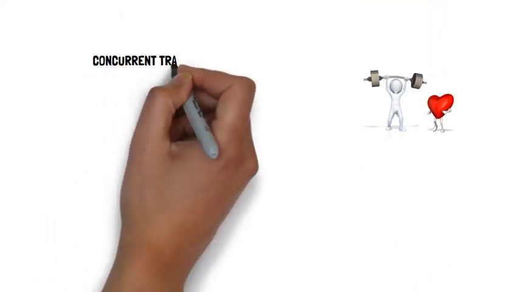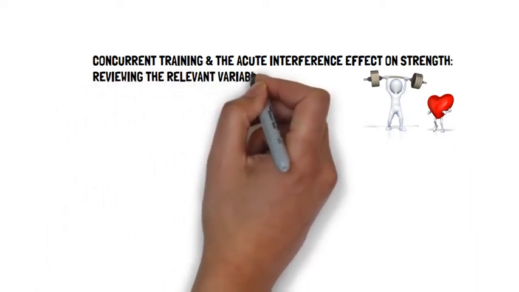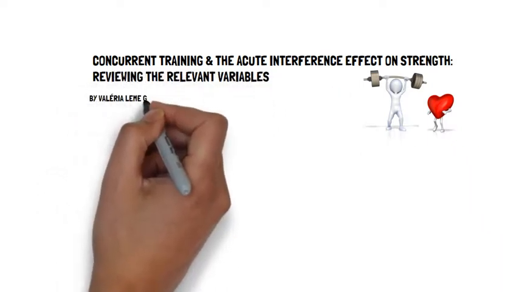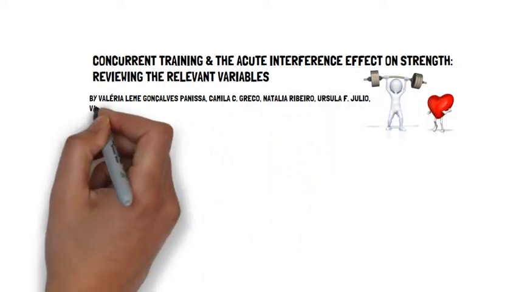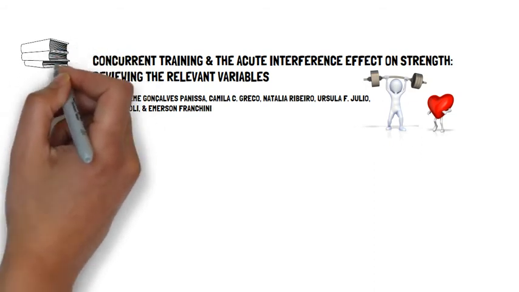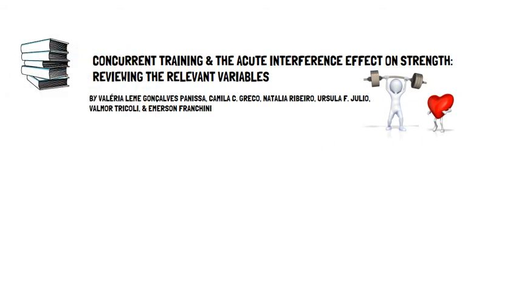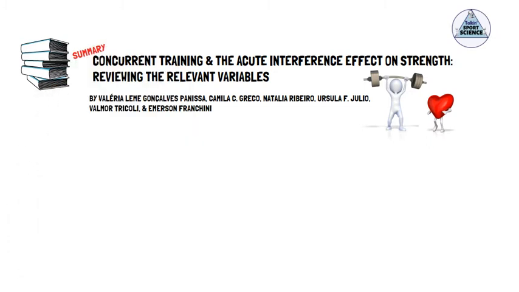The article Concurrent Training and the Acute Interference Effect on Strength, Reviewing the Relevant Variables, by Valéria and colleagues, provides us with information on how to manipulate an acute aerobic session followed by a strength session to minimize the impairment of strength performance. This presentation, brought to you by Talking Sports Science, will be a summary of their 6 key considerations.